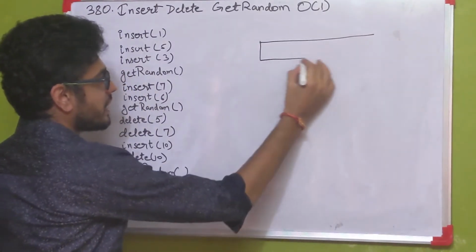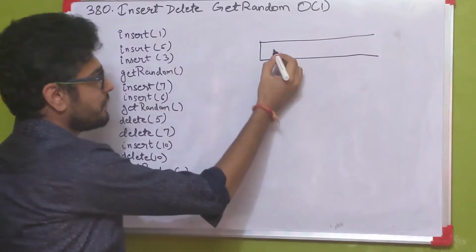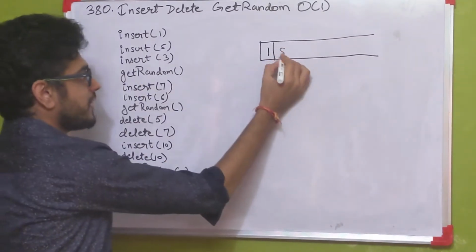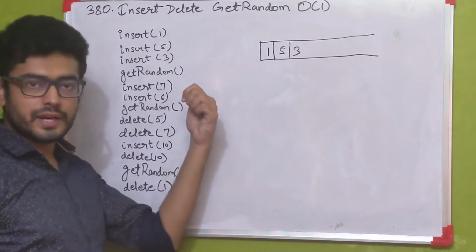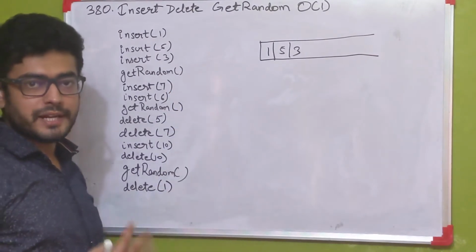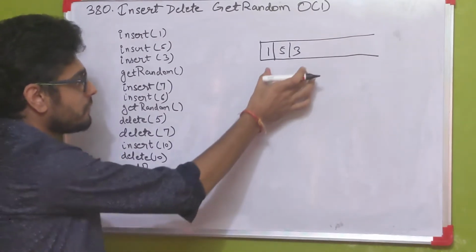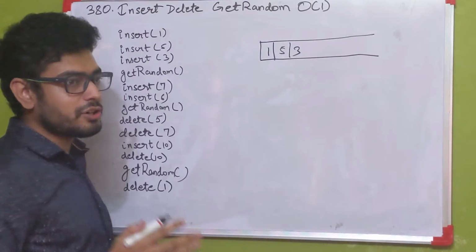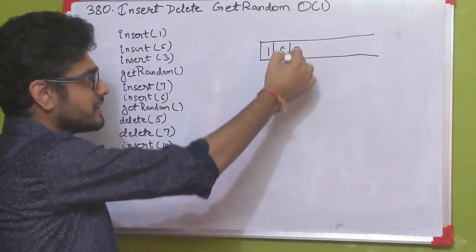So this is an array. The first operation over here is to insert 1. We can easily do that in O(1) time. Now the next operation is insert 5 and then insert 3. Now the next operation that we are getting is get random. The expectation of this operation is to generate a random number from the current set of numbers that are already present in the array, and it should be such that there is an equitable probability of getting any of these numbers.